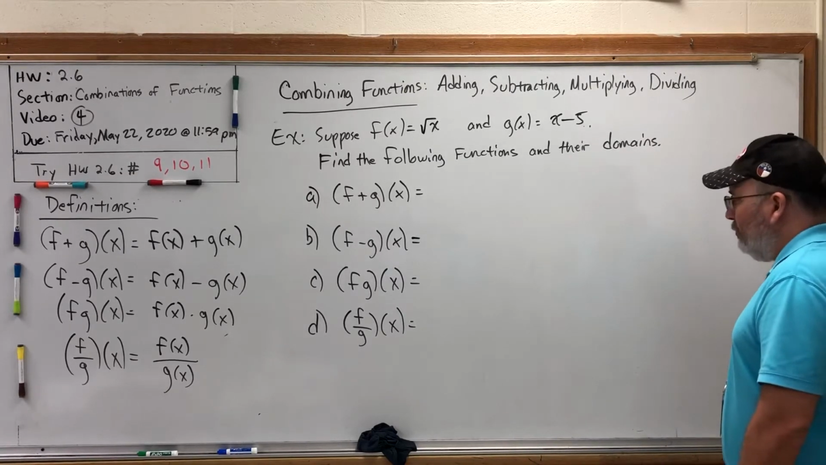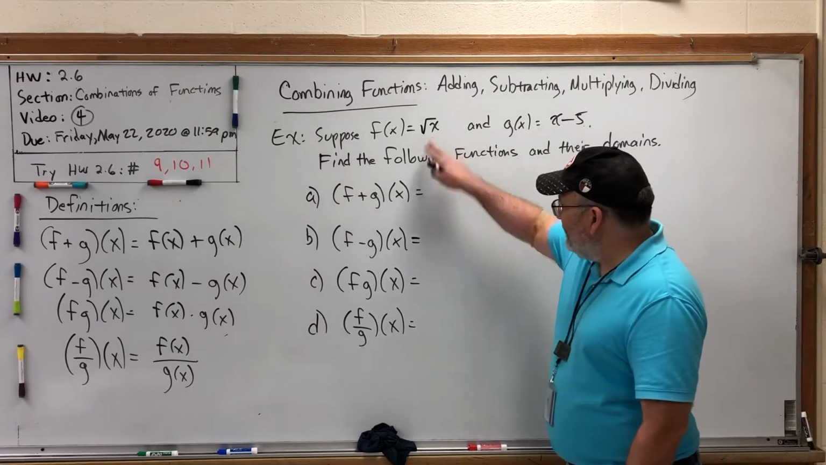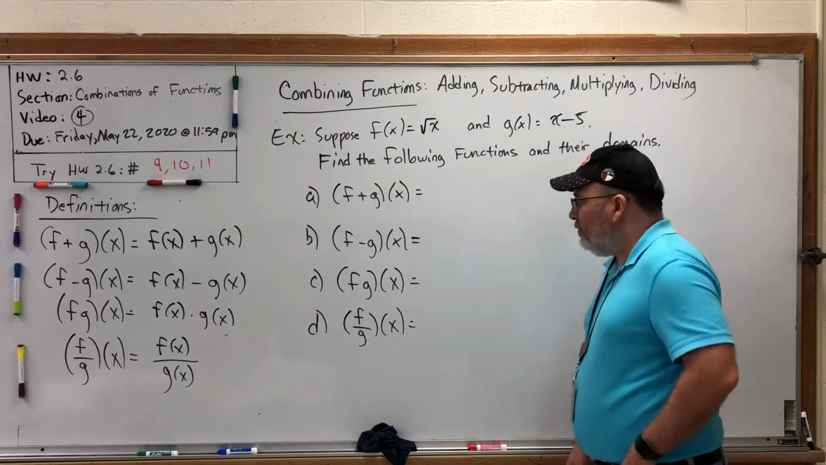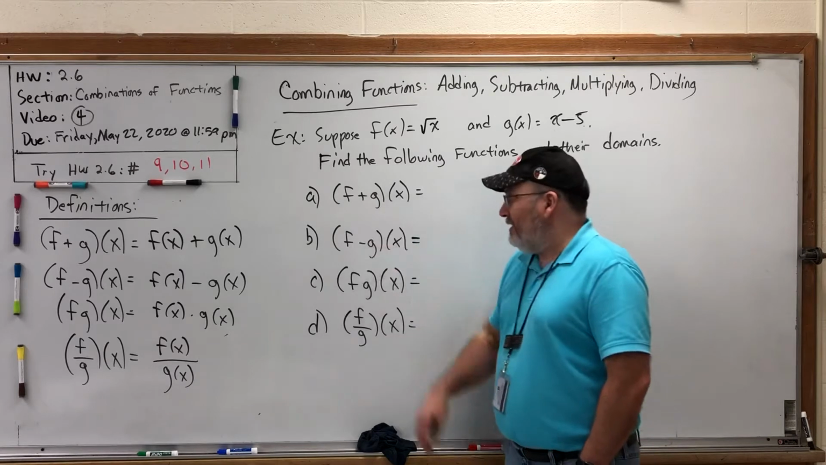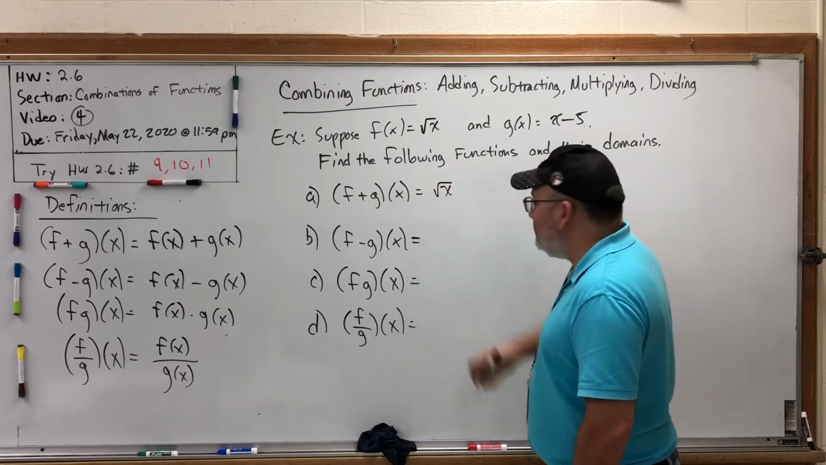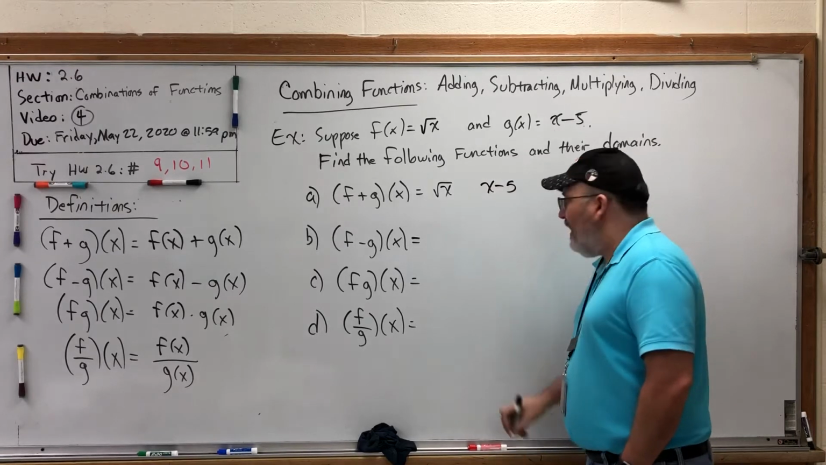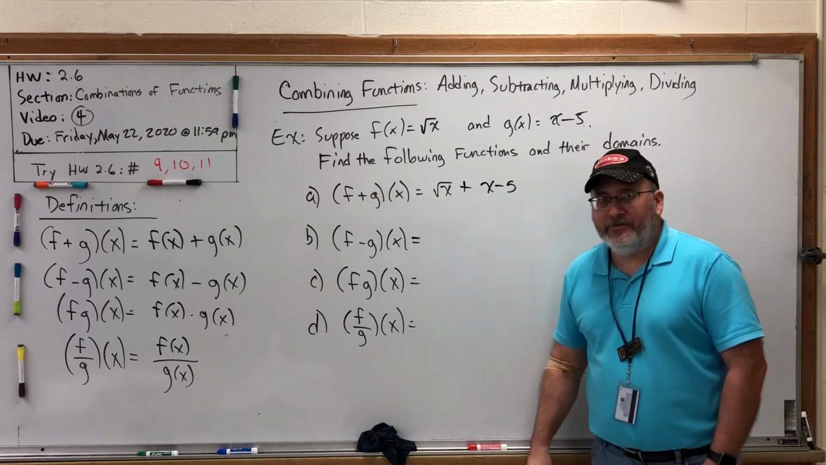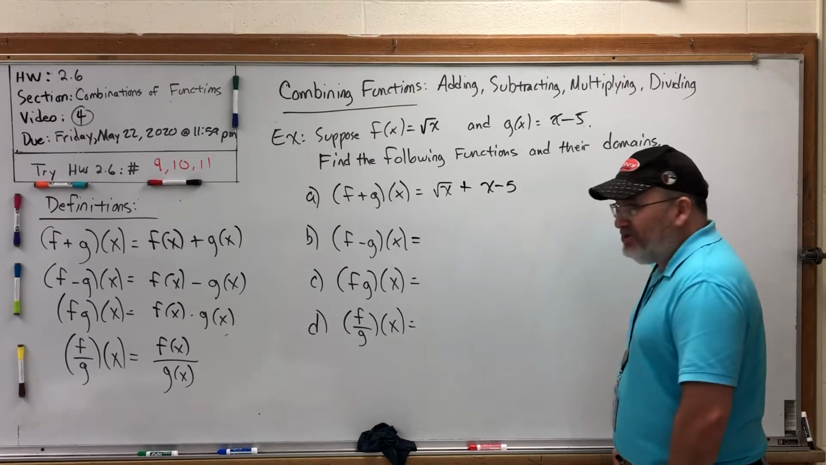The reason I wanted to do this one was to show you that sometimes uglier is better. This function is a little uglier than just a polynomial, but that's going to make things easier for several of these functions. For example, when we calculate f plus g of x by adding f of x and g of x, there's f of x, the square root of x, there's g of x, x minus 5, and we're adding them. What can we combine? Nothing. There are no like terms. So the minute we set it up, it's done.